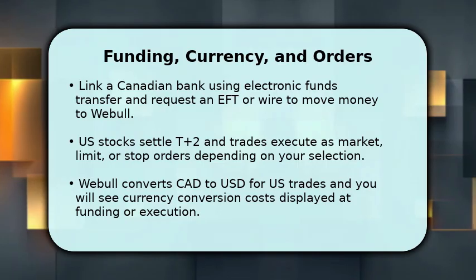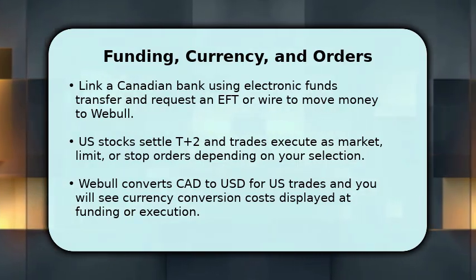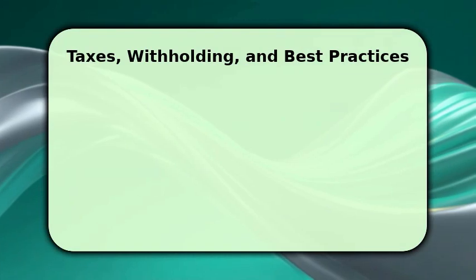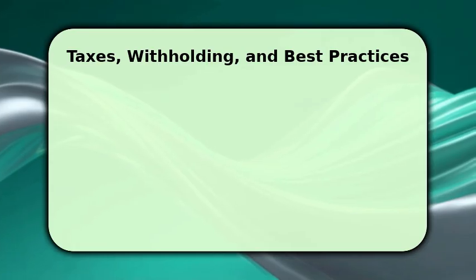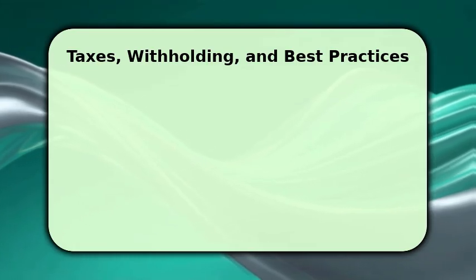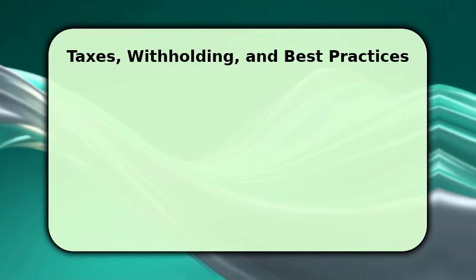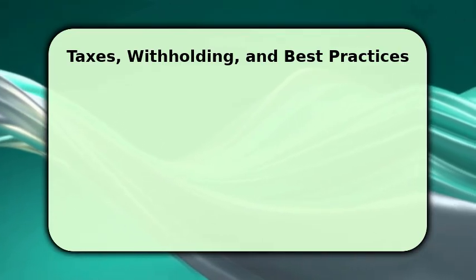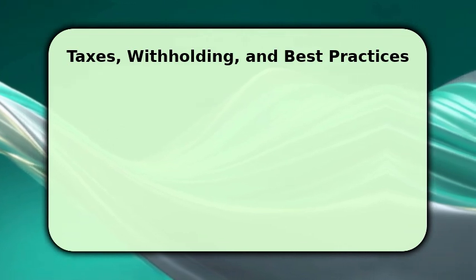Complete and file a W-8BEN in your Webull profile to claim Canadian treaty benefits and reduce U.S. dividend withholding to 15% for most Canadian residents. Confirm the form is accepted before trading U.S. dividend stocks. Keep detailed trade records with dates, proceeds, and adjusted cost base so you can report capital gains or losses on your Canadian T1 tax return accurately.